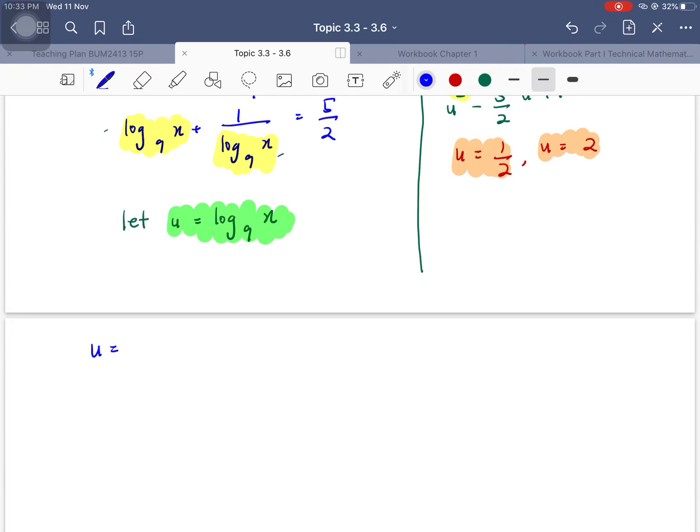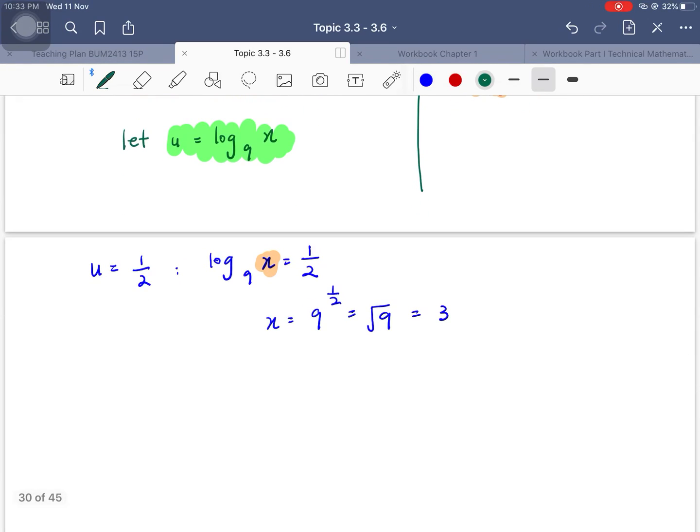Right, so let me start with the first value, where u is going to equal a half. When I substitute into the equation, I will get that log of 9x is going to equal a half. Remember, we want to find the value of x, so change this to index form. So x is going to equal 9 to the power of 1 over 2, and we know this is equivalent to the square root of 9. So x is going to equal 3. That is our first value of x.